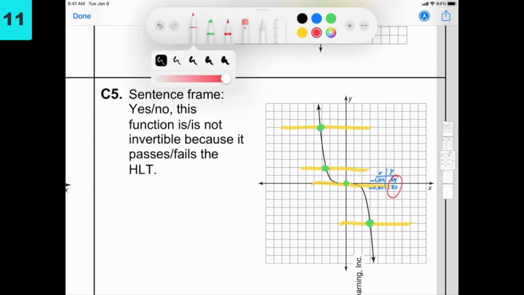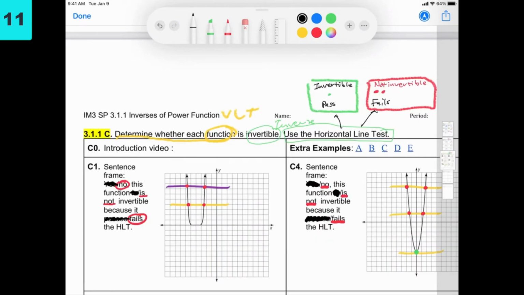So, yes, this is invertible because it passes the horizontal line test. Scratching this off because that completes our sentence. So that's C5. Alright.